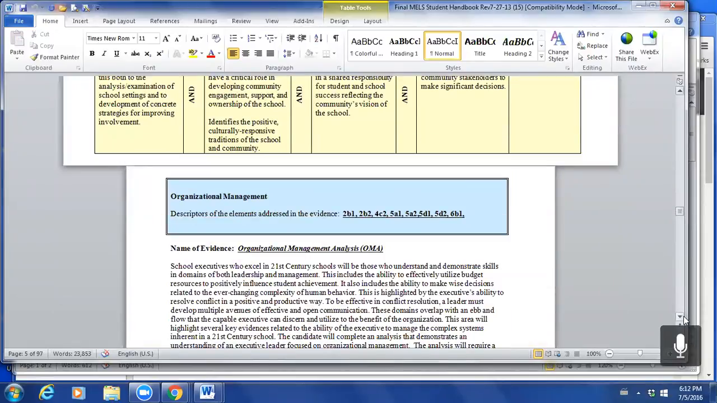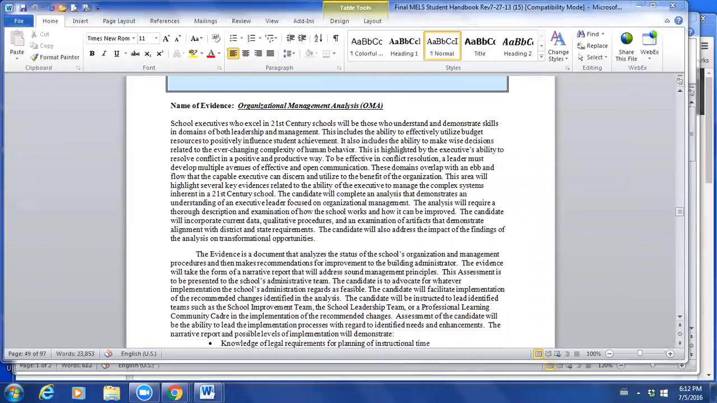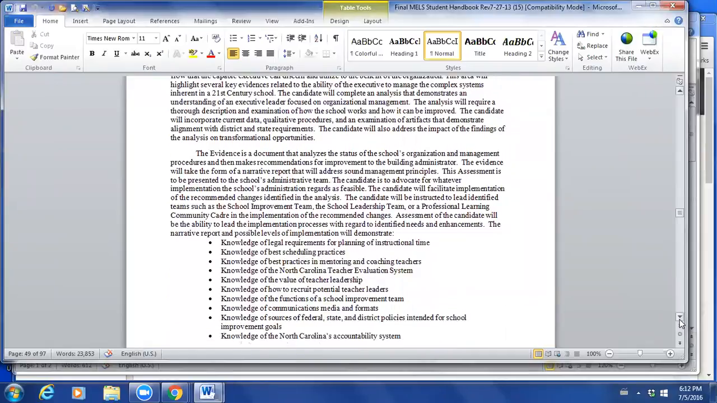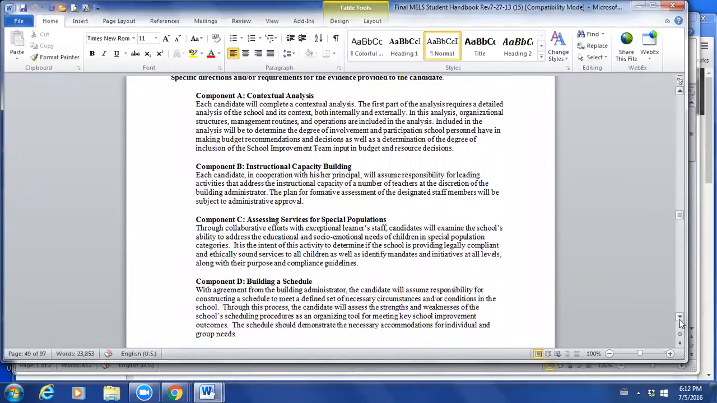Well, part D, as I said, is a schedule, and that's something that you could get started on now too. Contextual analysis, you could get started on that, gathering some of the data for your school. Instructional capacity building. In a perfect world, you're going to lead some staff development, professional development there. So I hope you could do that.